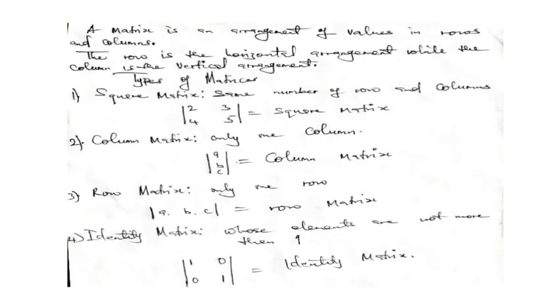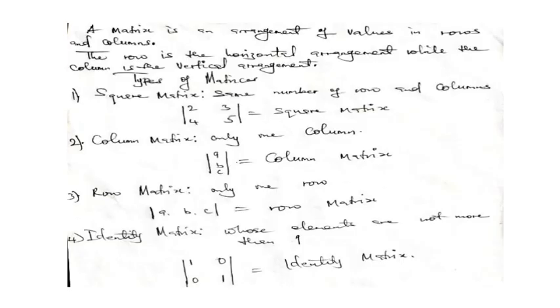Topic: matrices. A matrix is an arrangement of numbers or values in rows and columns. The row is the horizontal arrangement, while the column is the vertical arrangement. Types of matrices: we have a square matrix. This is the type of matrix that has the same number of rows and columns.